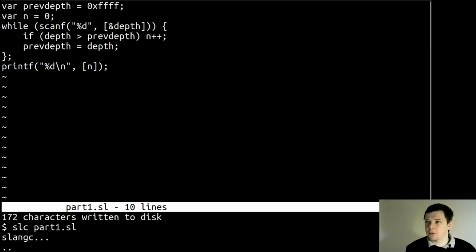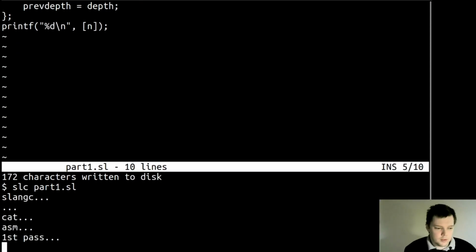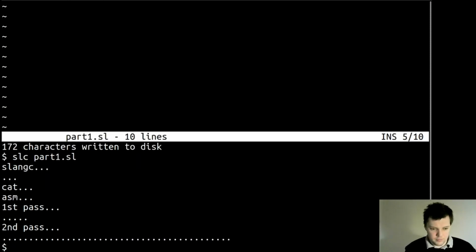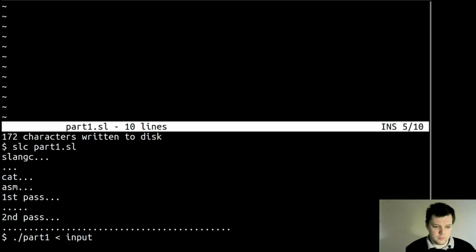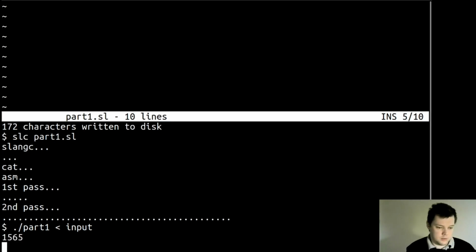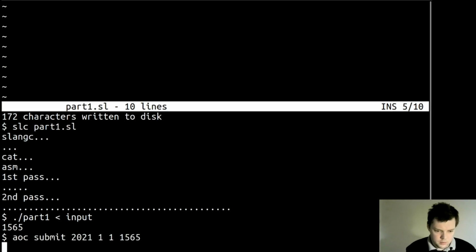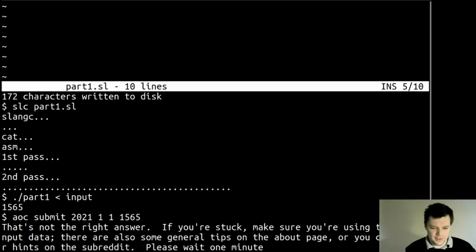I wonder what part 2 is going to be. It said something about the rate at which the depth is increasing. I hope it's not going to want floating point. Why would that be taking a long time? I don't think the input was that long. Okay, maybe it was. Oh, hello.